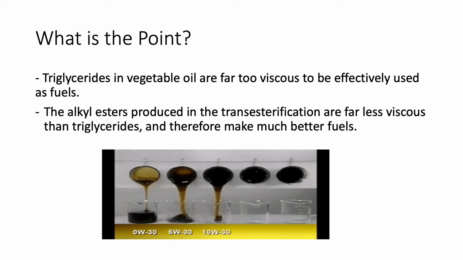So what's the point in turning vegetable oil into biodiesel? Well, the triglycerides in vegetable oil are far too viscous to be effectively used as fuels. And the alkyl esters produced after transesterification are far less viscous than the triglycerides, making them better fuels. Fuels can't be too viscous, as they can cause some problems for engines, such as increased metal-metal contact, increased oil consumption, leaking seals, and increased fluid friction, which reduces your fuel economy.